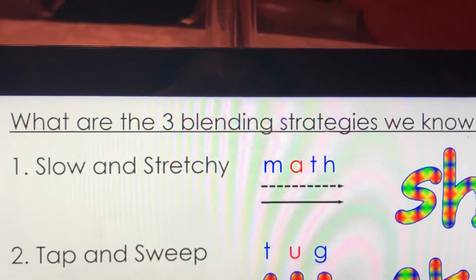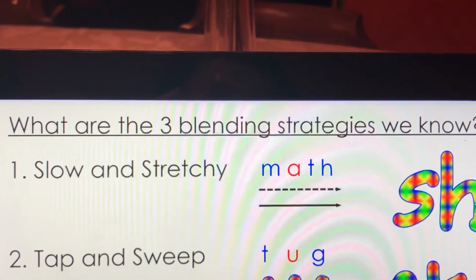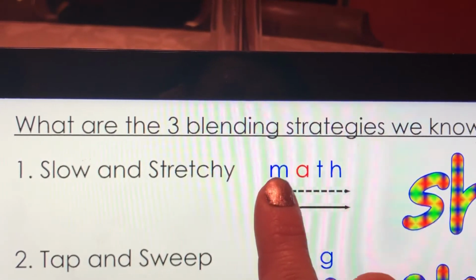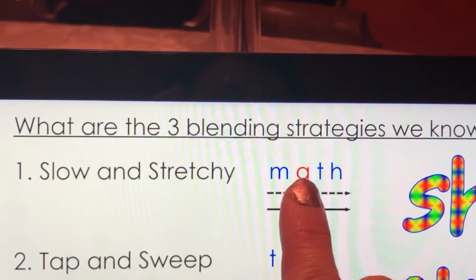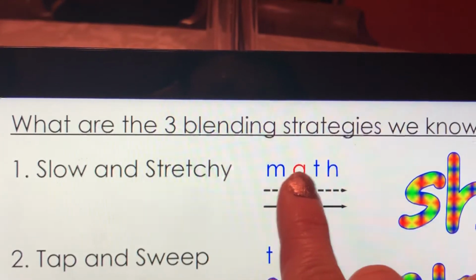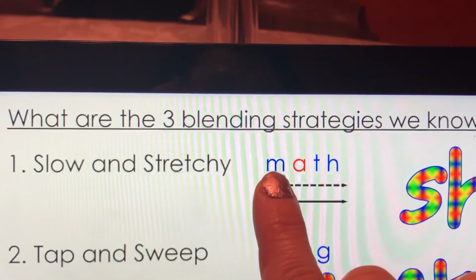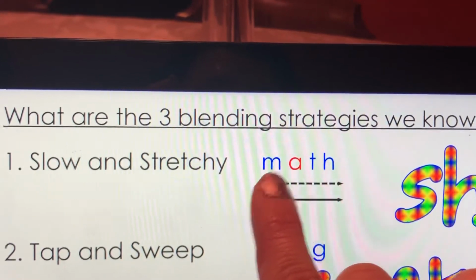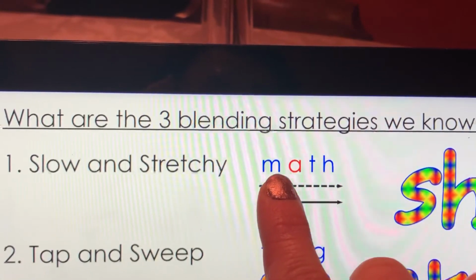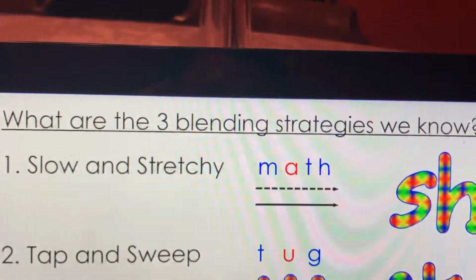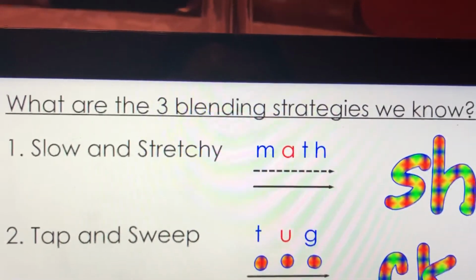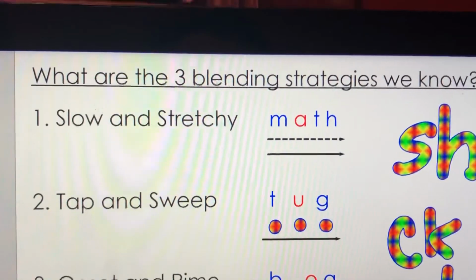Okay, but that strategy does not work with every single word. That strategy only works with words that begin with a stretchy letter sound, which could be a vowel like the short sound for A, or a stretchy consonant like my sound for M. Okay, it will not work if you have a word that begins with a stopper letter sound. And again, if you don't know what a stopper letter sound is, check out the review letter sound video.